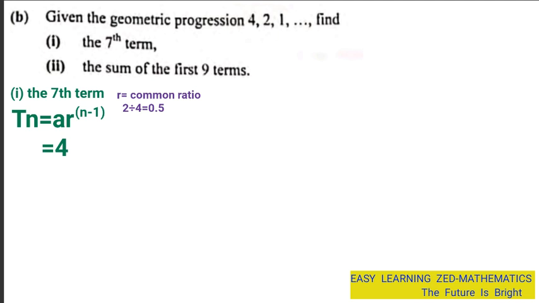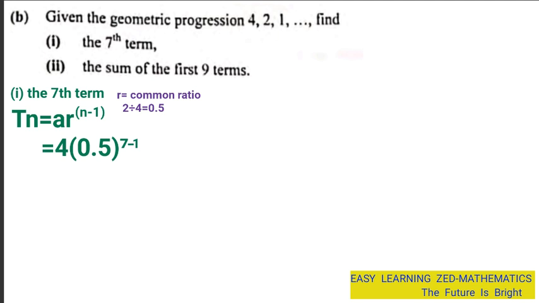Remember, it's not always that the answer will be 0. Sometimes the number can be bigger than 1. Okay, so that's a common ratio which is 0.5, which will be raised to the power of 7 minus 1. Okay, why 7? n, that is the nth term, the nth number, that is 7. We are looking at the position of the number we want to find.